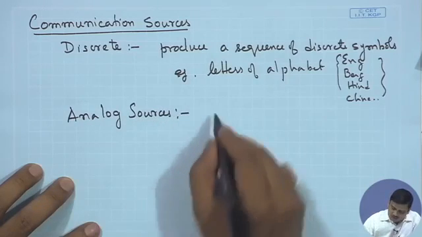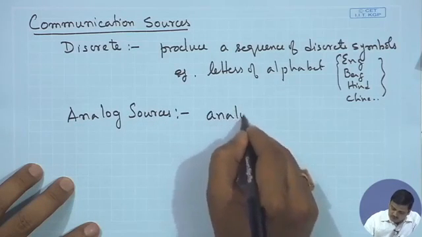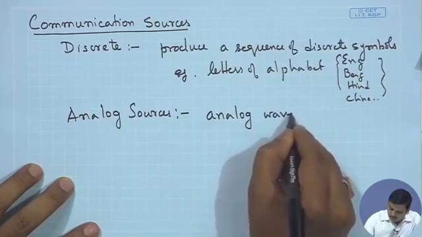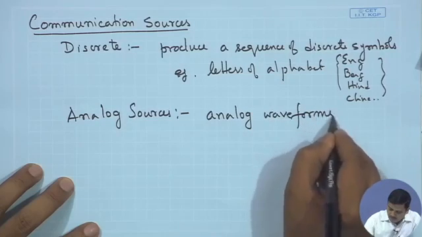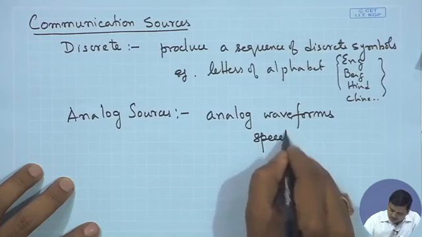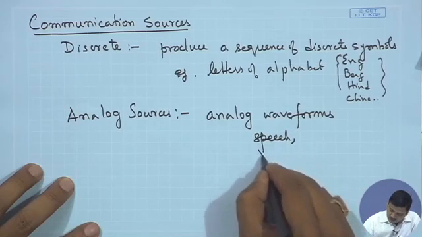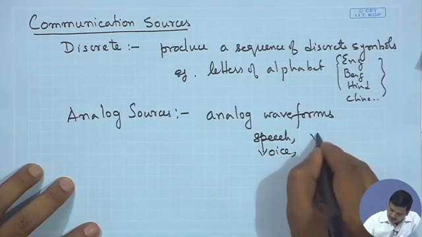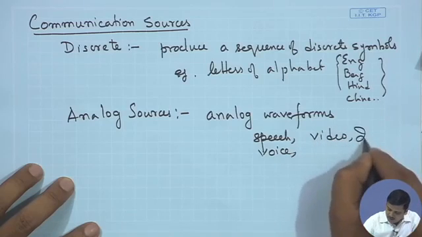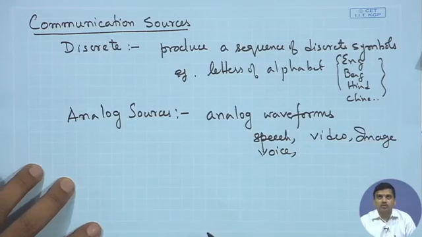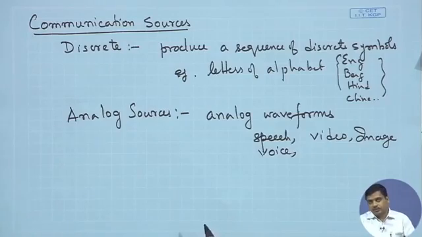So when you have analog sources, they are analog waveforms, of course. Example, speech, voice, video, image, photograph, and so on and so forth. Of course, they can be digitized, that's what we have said, you can always digitize them, but primarily they are analog sources. A picture is an analog source, the original one, but then of course the way you capture it, it becomes a digital thing.